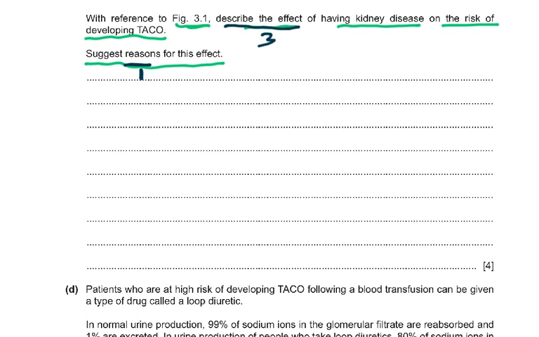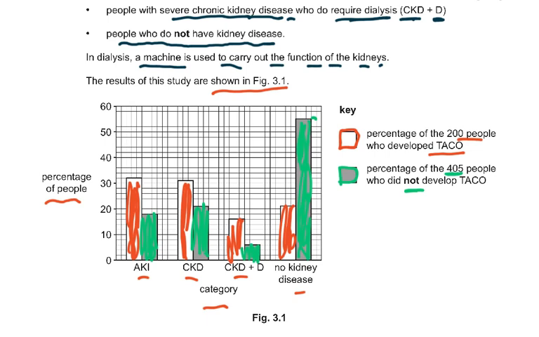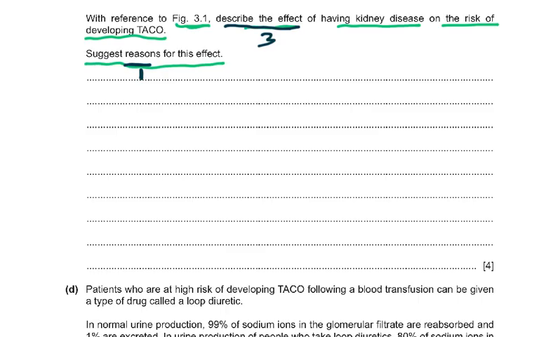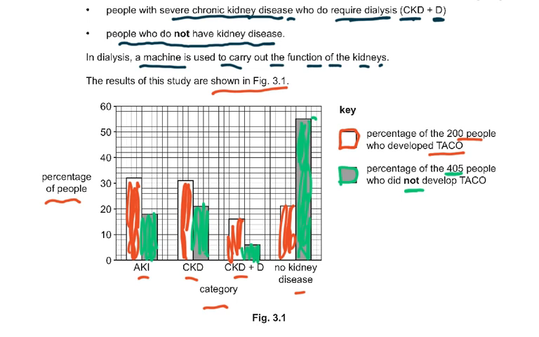So now as I look back at this table, another thing you needed to look at here, it says describe the effect of having kidney disease on the risk of developing TACO. Now, if you look at this table, we have to only look at the red ones. Why do we have to look at the red ones? Because red ones are the percentage of the 200 people who develop TACO. So they're all the red ones.